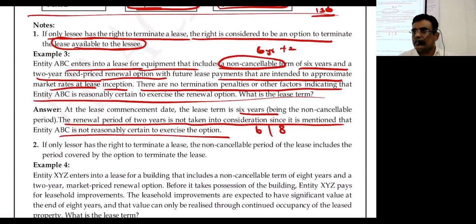Termination penalty இருந்தாதானே அவங்க இதை எக்ஸைஸ் பண்ண மாட்டாங்க. Termination penalty இல்லைனாலும் எக்ஸைஸ் பண்ண போகலாம்ல, ஆப்ஷன் தானே அது. சரி, termination penalty இருந்ததுன்னா கம்பல்சரி பண்ணுவான்னு சொல்லலாமா?